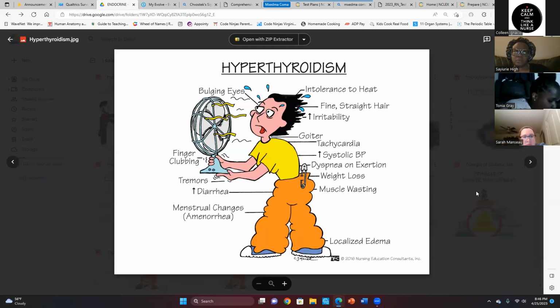Hypo, things were slowing down. Hyper, everything is ramping up. So tachycardia, tremors, diaphoresis, intolerance of heat, weight loss despite food intake. And Missy did lose a considerable amount of weight over that time when she had that diagnosis.